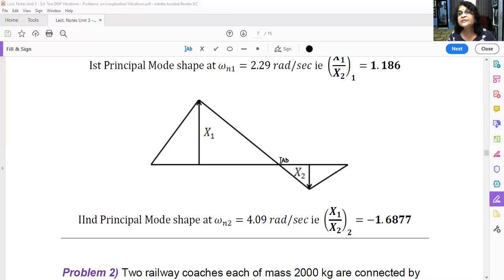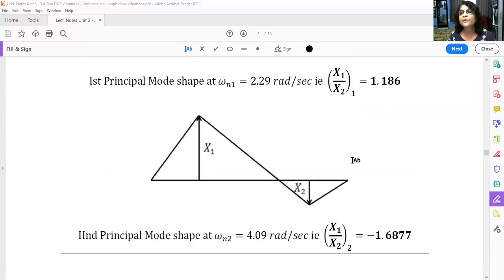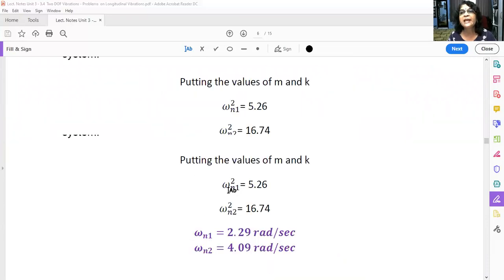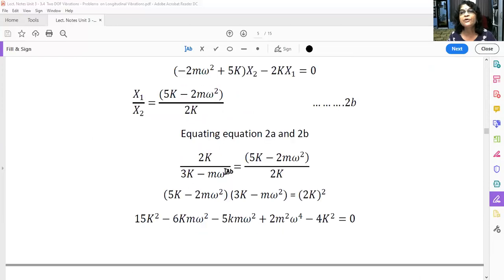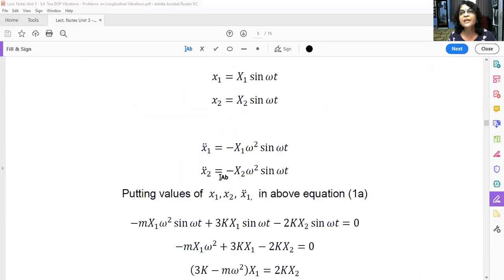Now there exists a third node point in this second principal mode shape. Here this point represents 0 vibrations, so this is also called a node point. So these are your mode shapes. Understood? You can relate this with your first original diagram. Now recall your original diagram and apply your mode shapes to this diagram.